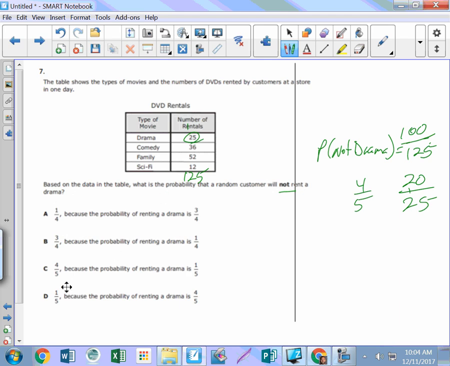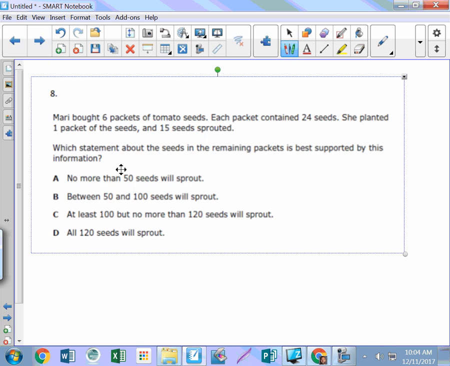Alright, so 4/5, because probability of renting a drama is 1/5. There we go. C. We could have done this 25 over 125, that equals 1/5. The complement of 1/5 is 4/5. So there's 2 ways of looking at that.